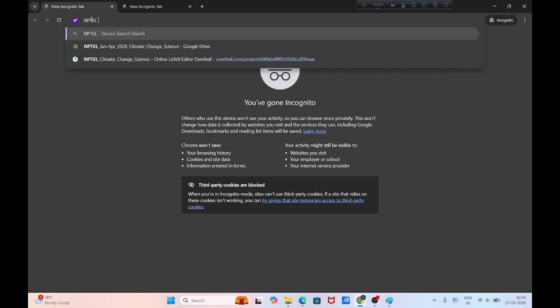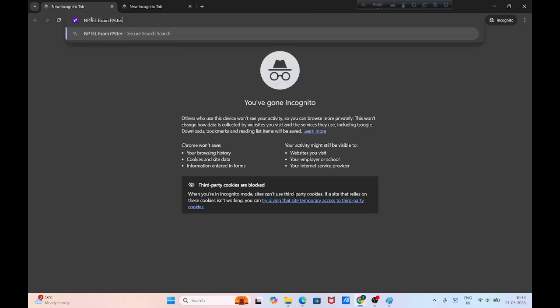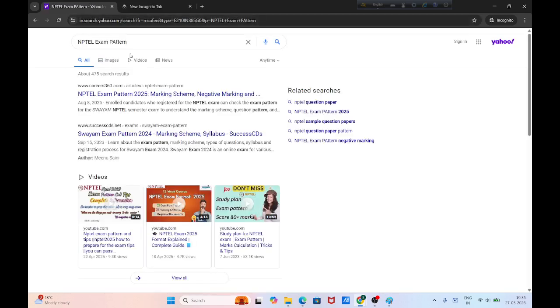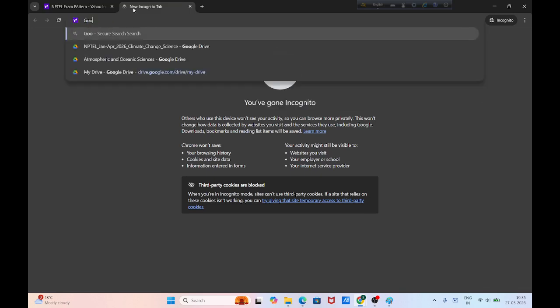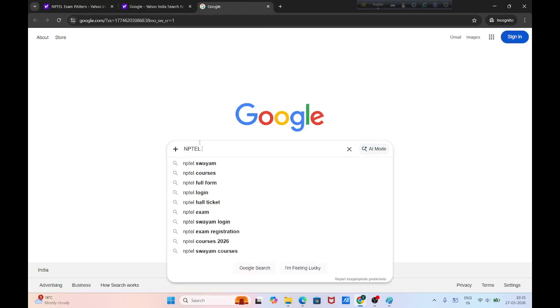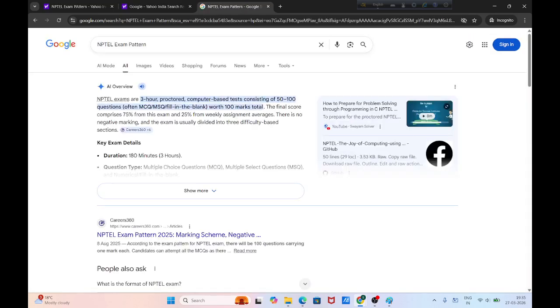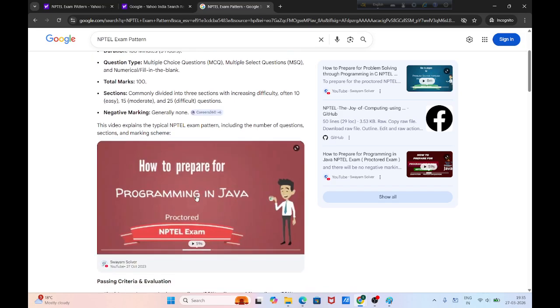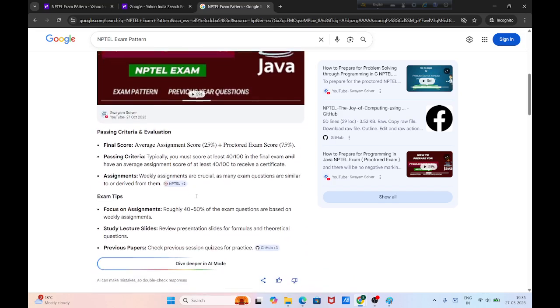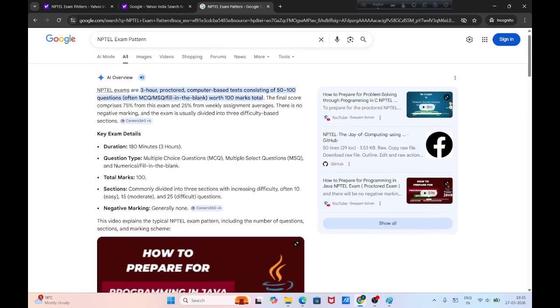So NPTEL exam pattern. I don't know whether it would be such. NPTEL exam pattern, what is this given? 3-hour proctored computer-based tests consisting of 52 course. 75% from the exam, 25% from the weekly assignments. Okay. I think that will be given. If you require some formula, that will be given.